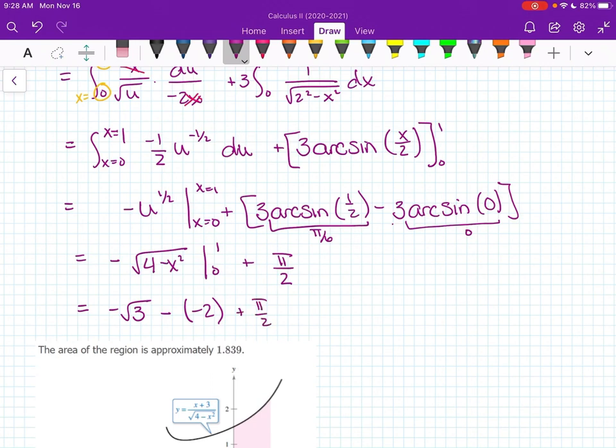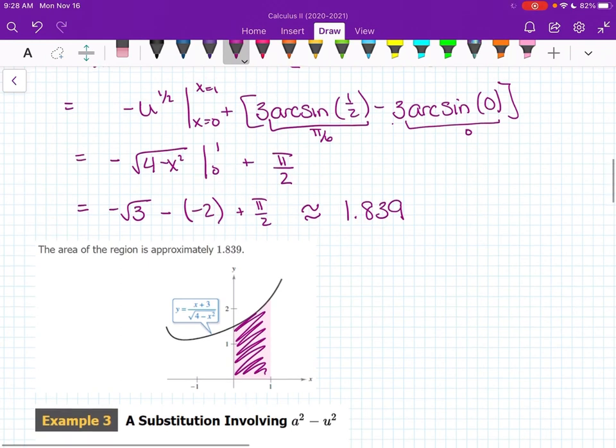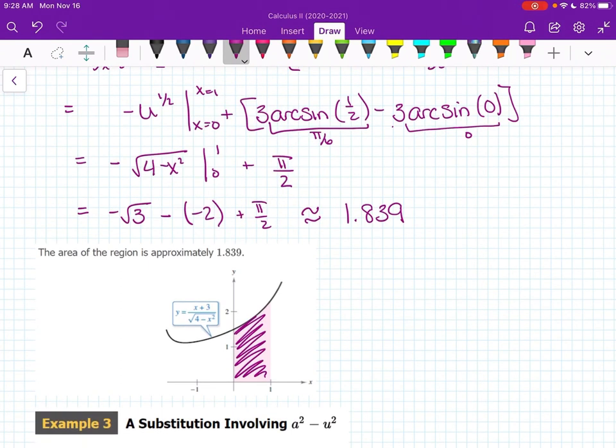So my final answer, if I plug this into a calculator, is approximately 1.839. Here's a nice little graph of that. The area we just found is about 1.839. Okay, and you can check this on your calculator, which is a fantastic strategy for definite integrals.